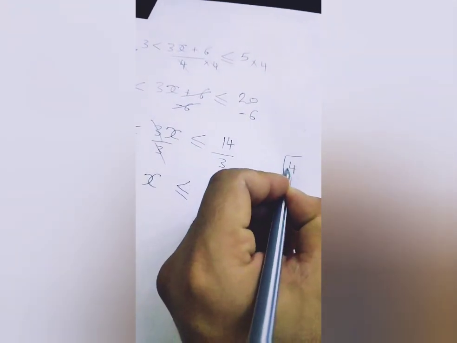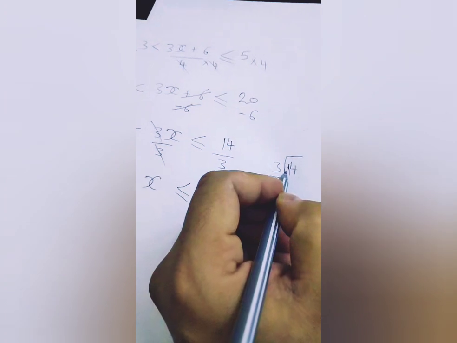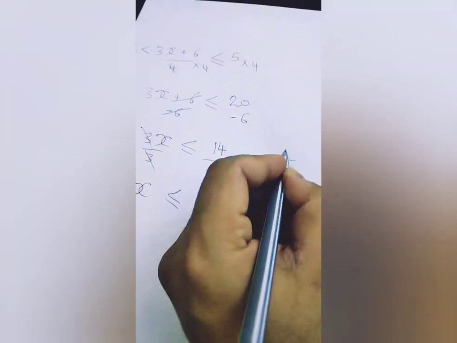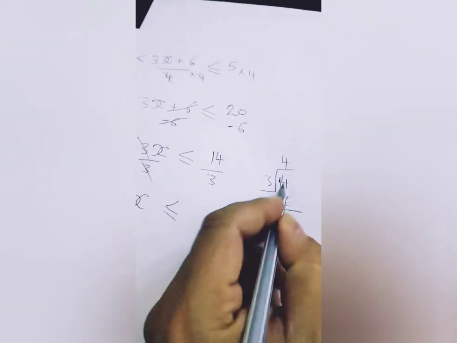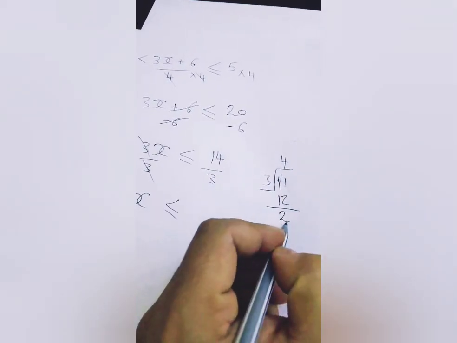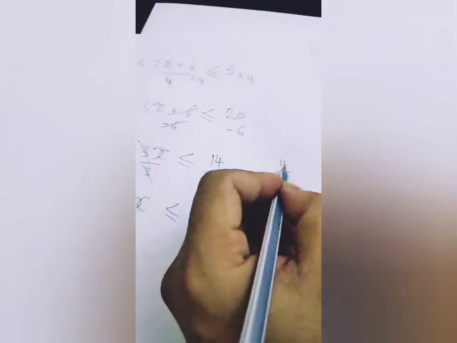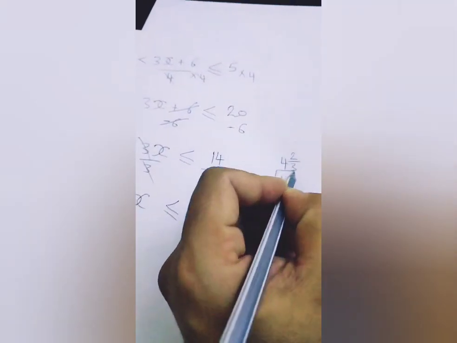So 14 divided by 3. The closest one is 12. So it's going to be 4. 4 times 3 is going to be 12. And then we have what? We subtract them, it's going to be 2. And then we have 2 over 3. So it's going to be 4 and 2 over 3, like this. We can write them as 4 and 2/3.